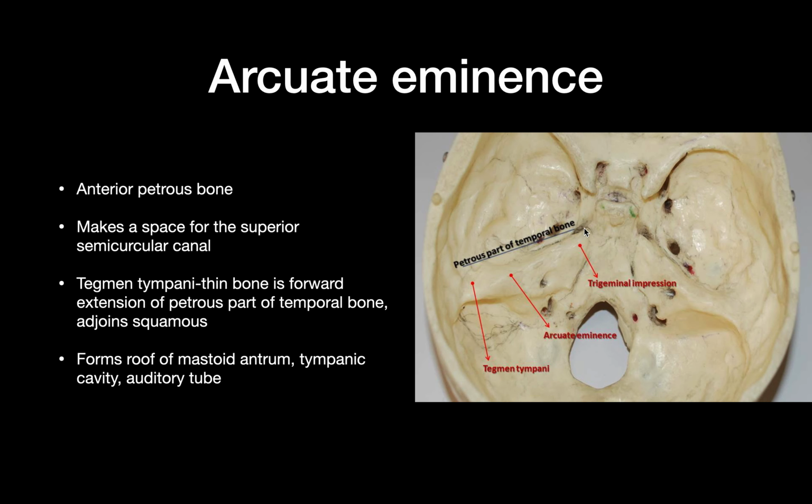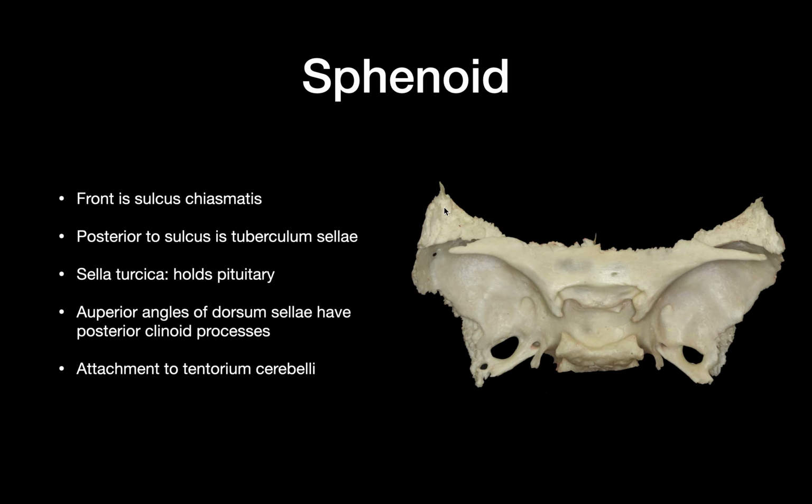And here's the trigeminal impression, where it houses the trigeminal ganglion. So continuing the sphenoid, in the front is the sulcus right here, the sulcus chiasmatis. That's where the optic chiasm will decussate. And posterior to that is the tuberculum sellae, right here. And then the body, the sella turcica, holds the pituitary gland.